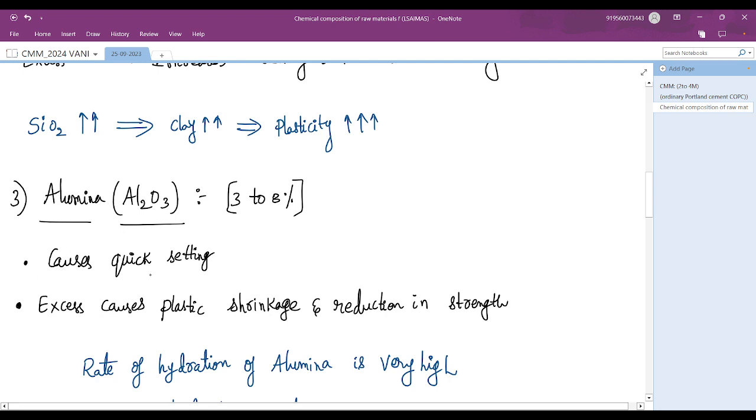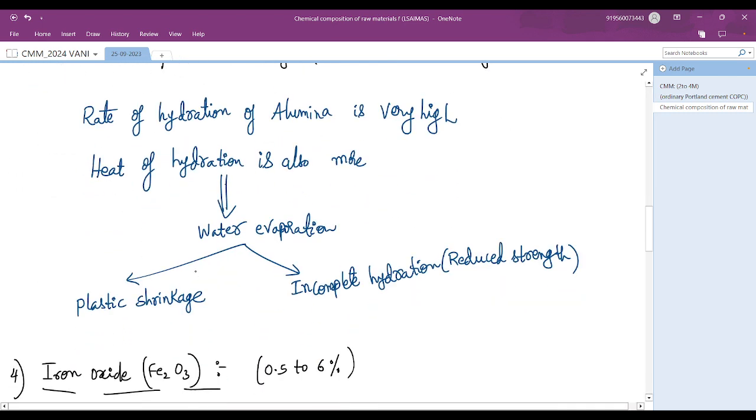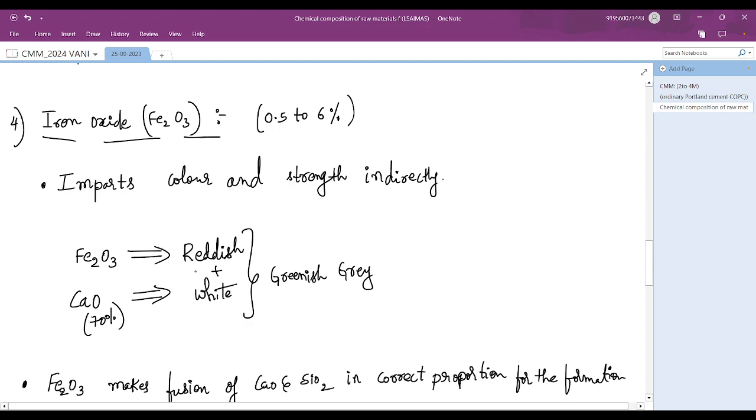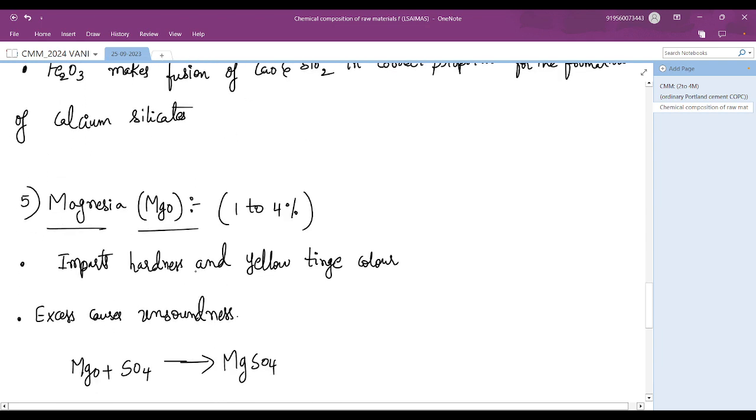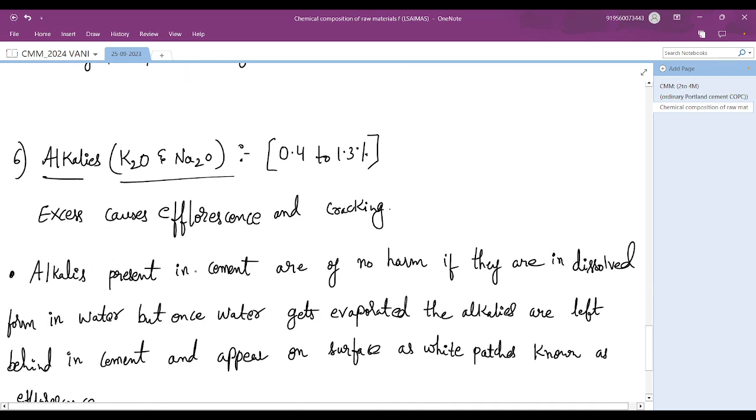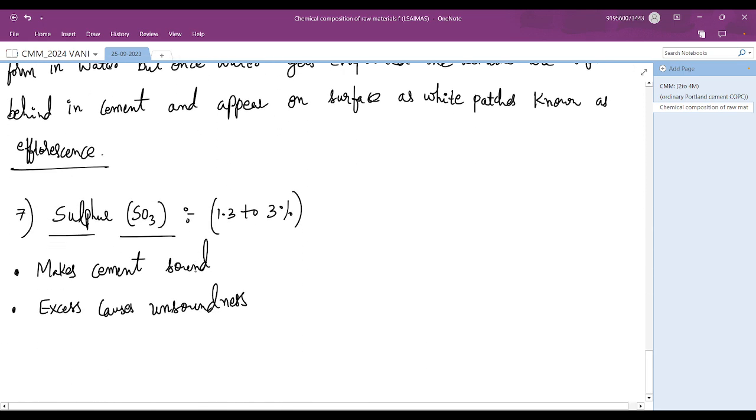Quick setting you can also call flash set. So this alumina immediately reacts with water upon adding water to the cement and releases high heat of hydration, so that quick setting will occur, and excess of alumina causes plastic shrinkage and reduction in strength, which is what was explained here. And iron oxide introduces color and strength indirectly. After that, magnesia gives hardness and a yellow tinge color, and causes unsoundness. Alkalis cause efflorescence, sulfur makes cement sound, and excess causes unsoundness.